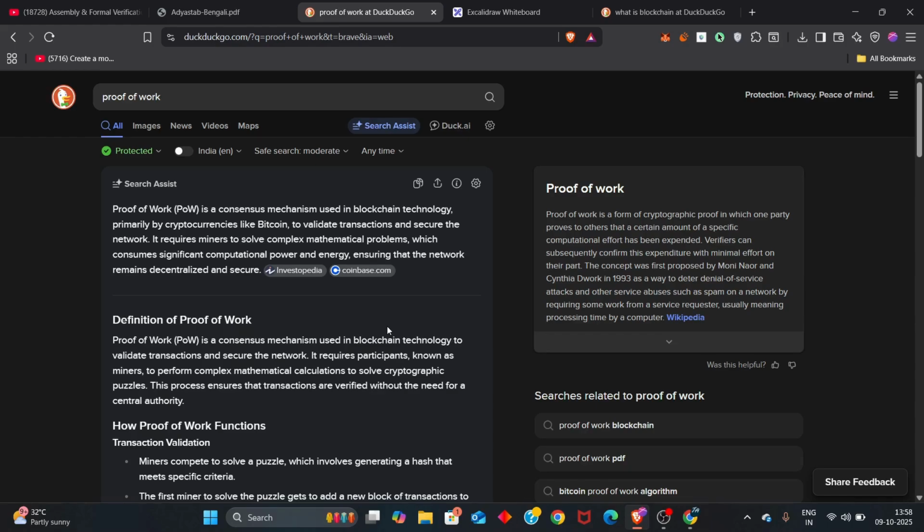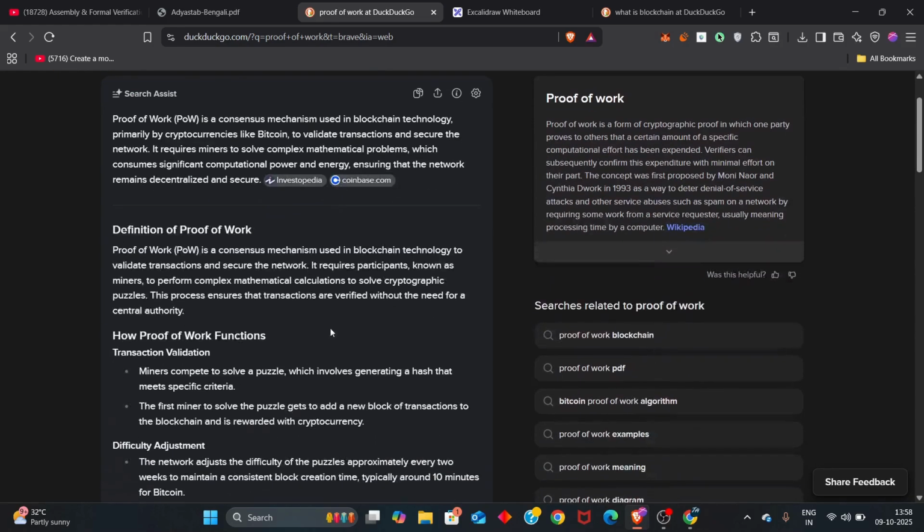And one more thing it ensures is that the network remains decentralized and secure. These mathematical problems ensure that. This is the definition of proof of work. Proof of work is a consensus mechanism used in blockchain technology to validate transactions and secure the network. It requires participants known as miners to perform complex mathematical calculations to solve cryptographic puzzles. These are not very easy puzzles to solve, they are very complex ones. This proof of work is also used for validating transactions and securing the network.